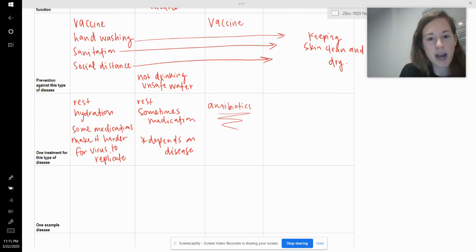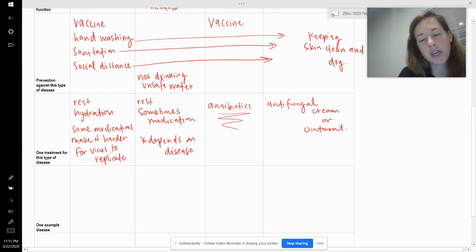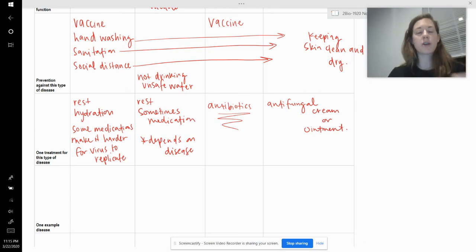And then for fungi, the treatment is usually some kind of ointment. So I'll just say antifungal cream or ointment. Because usually if you have a fungal infection, it is a rash. And so it's some sort of topical cream that you put on your skin in order to kill off the fungus that's causing the rash.